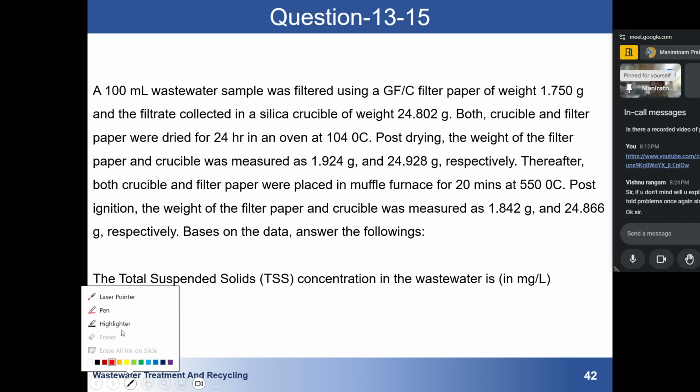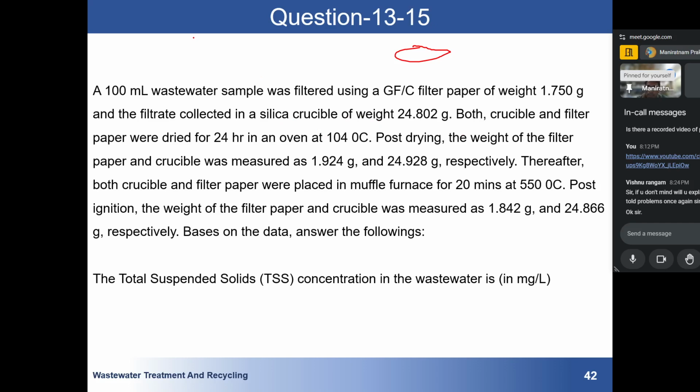One question is remaining. This question is like: 100 ml of wastewater was filtered using a filter paper that weighed this much gram. So what you did is you took one filter paper, you weighed it with a weighing machine, and it came out to be 1.750. And the filtrate was collected in a silica crucible.